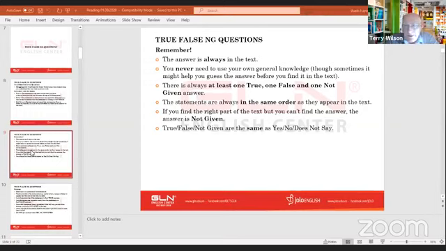The statements are always in the same order as they appear in the text. If you find the right part of the text, but you can't find the answer, then the answer is probably not given. And true, false, not given are not the same as yes, no, does or does not say type questions.